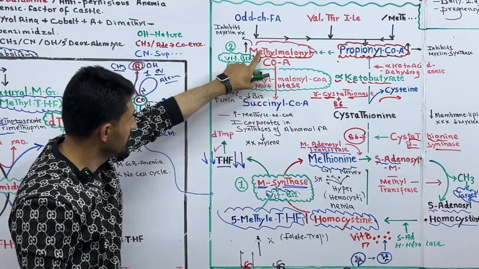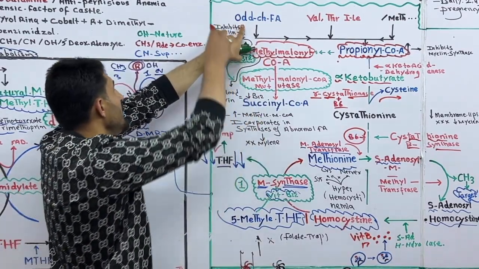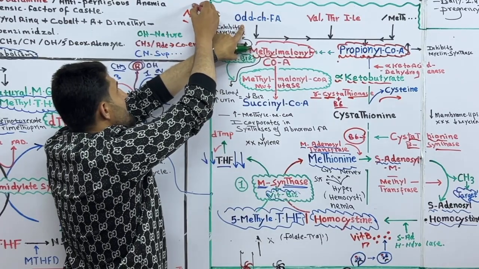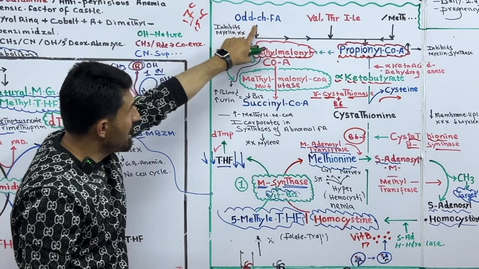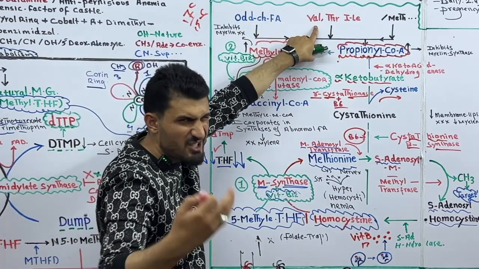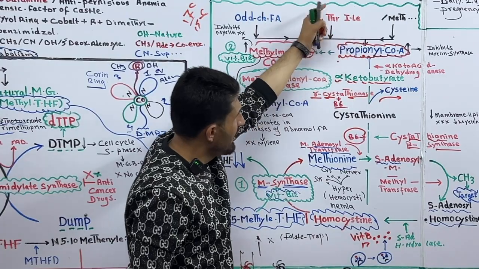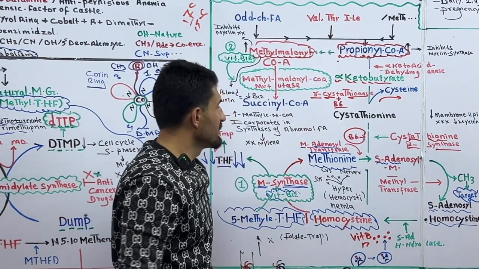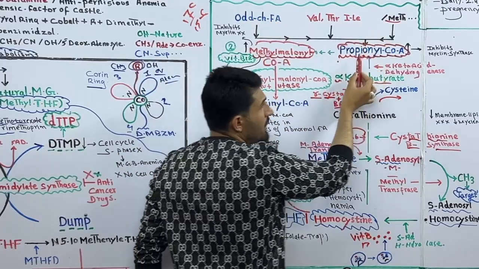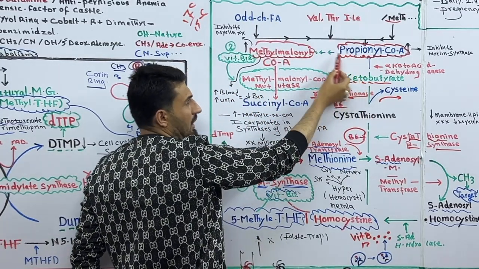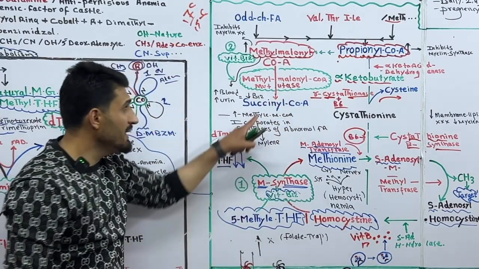Now come here. I'll tell you about vitamin B12, don't worry. We can also convert odd chain fatty acids, for example a fatty acid which has 17 carbons, an odd number, or for example 15 carbons, and so on, plus some amino acids that are called branched chain amino acids like valine, isoleucine, and another one is threonine, and so on, plus methionine. We can convert all of them to propionyl CoA. We can convert propionyl CoA to methyl malonyl CoA, and methyl malonyl CoA to succinyl CoA.